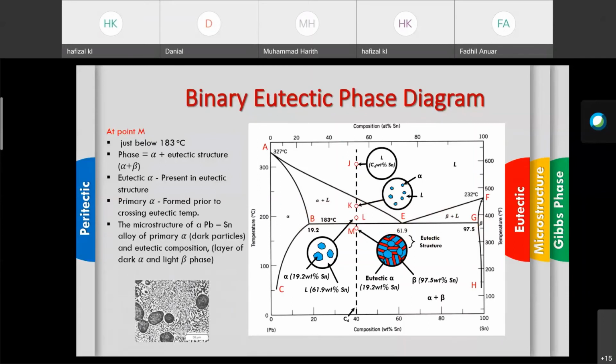At the actual reality of the composition of Pb and Sn at this point, we can see something like this, where we have the darker color of round area, the existing of eutectic alpha, you can see the dark color, and then the white color is the existing of beta. So this one indicates the composition of Pb and Sn at 40% of Sn.